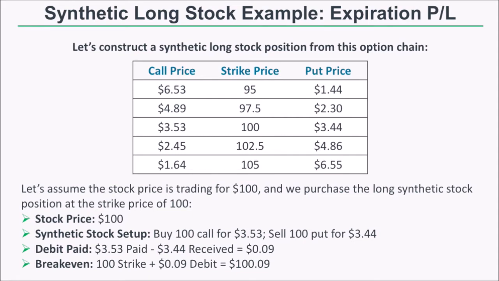That gives us a net debit paid of 9 cents, which brings our break-even price to the 100 strike price plus the 9-cent debit, which brings our break-even price to 100.09. So let's go ahead and take a look at the expiration risk profile graph for this position.